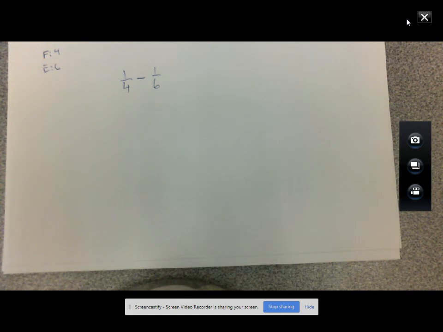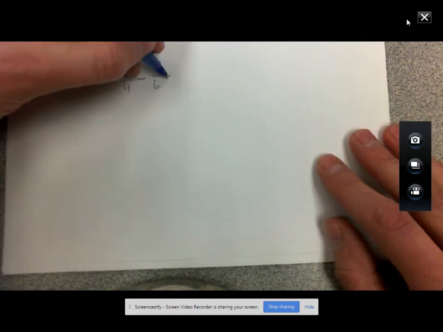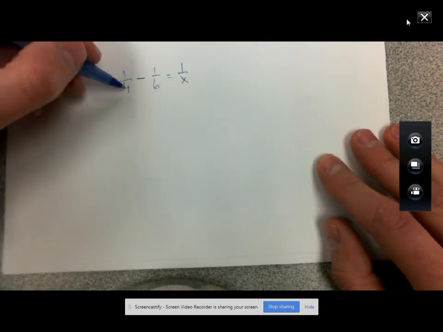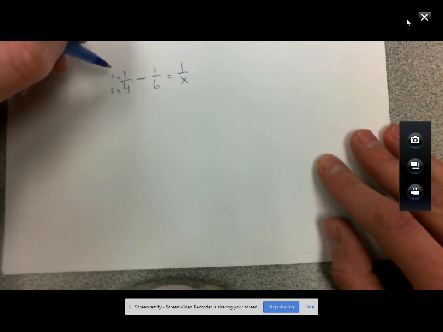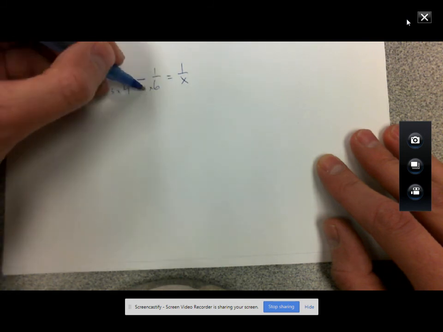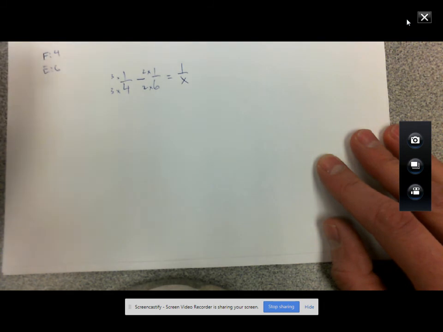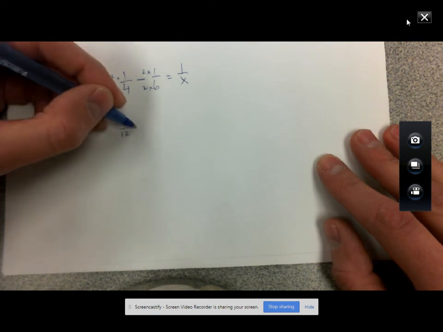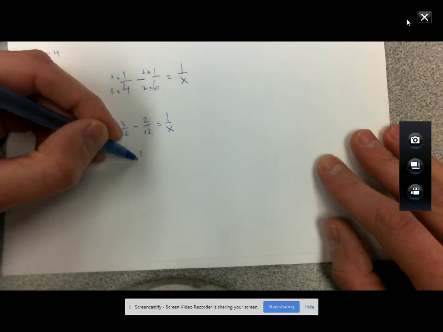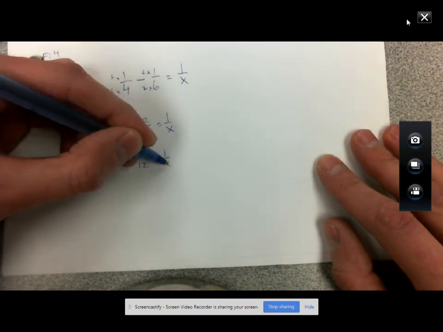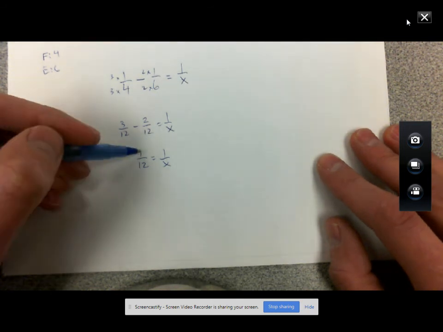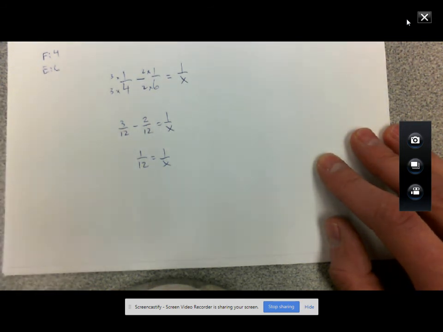4 hours to fill, 6 hours to empty. Again, equals 1/x. We need common denominators. I'm going to choose 12, so I'm going to multiply by 3. You could have chosen 24 and multiplied them together. That would have worked. So I've got 3/12 minus 2/12 equals 1/x. 3 minus 2, so we get 1/12 equals 1/x. And just by looking at the fact that this is a proportion, two ratios equal to each other, since 1 equals 1, 12 has to equal x. The answer has to be 12.